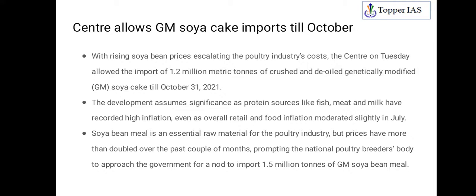So soybean meal is essentially a raw material for the poultry industry, but prices have more than doubled over the past couple of months, prompting the National Poultry Breeders Body to approach the government to not import 1.5 million tons of GM soybean meal. So this has been accepted now by the government. Specifically here, we deal with the GM crops. What are the problems or any concerns raised with the import of such GM soybean cake? We have dealt with it already. Please do watch the previous videos.